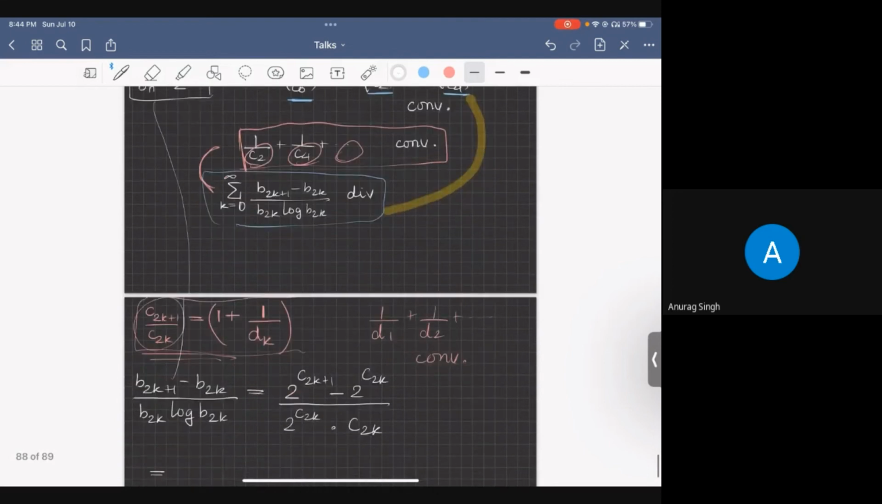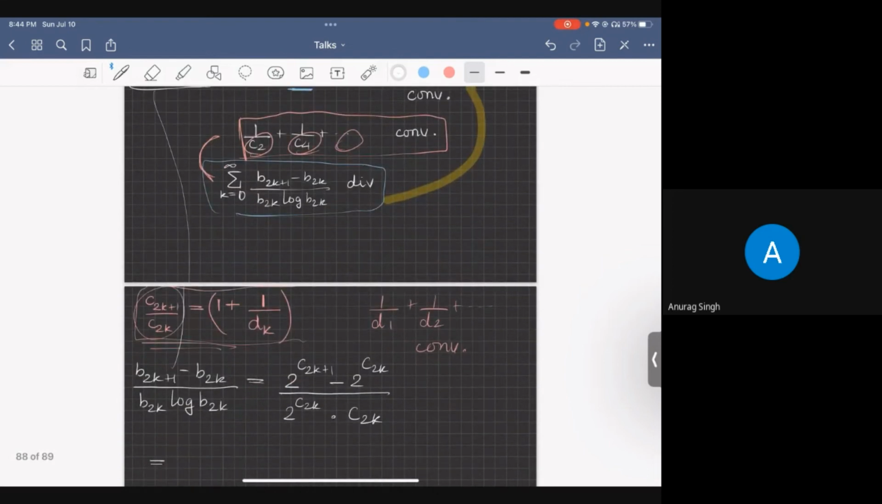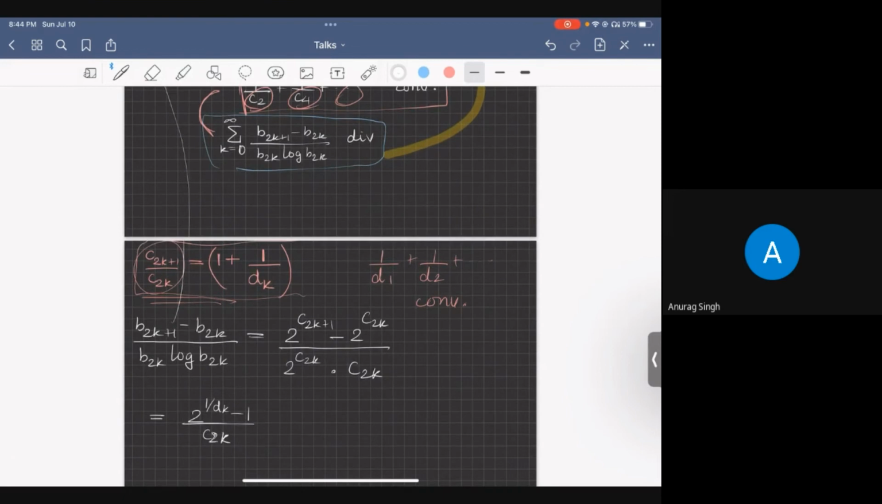Wait, what? So this is 2 raised to 1 over c to the k minus 1 over c to the k, right? Or maybe you can just take it out, since we have that bk is smaller than bk plus 1. No, then bk is larger. The b's are the thresholds, not the sequence. Yes, then we can just take out two. Yes, we can work it like this. This is fine, right?